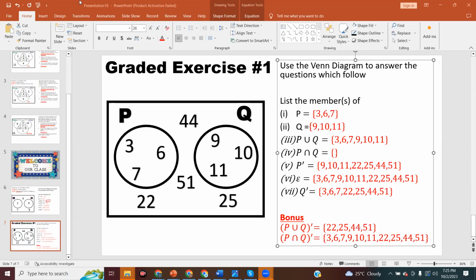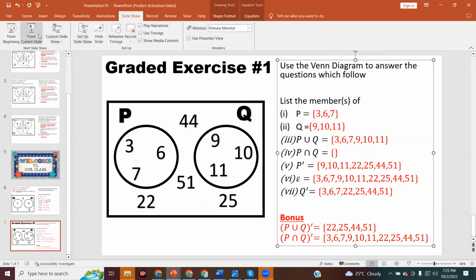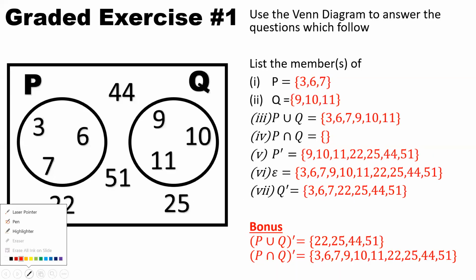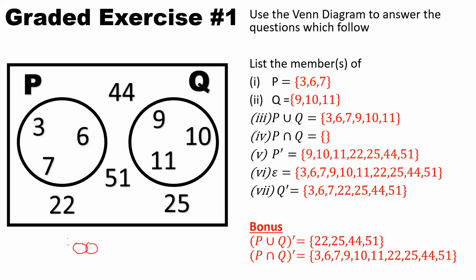Now, if there was an intersection, then what that would mean is that, if we had something like this, and they say P intersect Q complement, you wouldn't put any of the numbers that are inside the overlapping part, but you would put everything else. You understand?